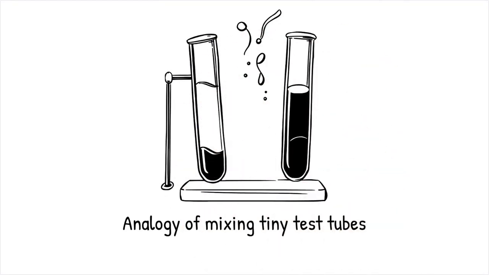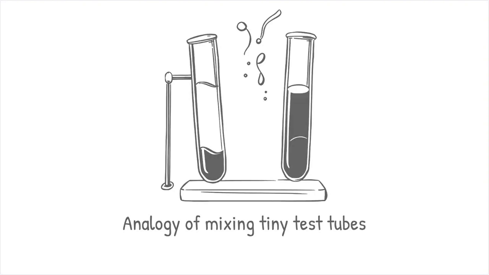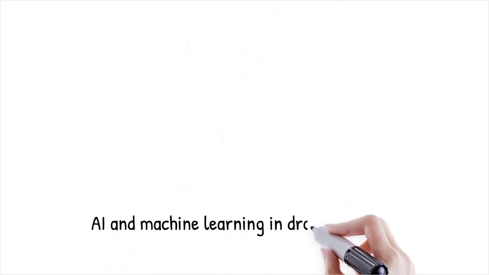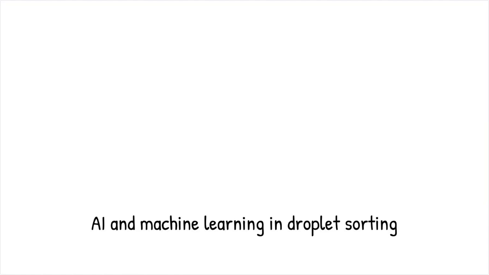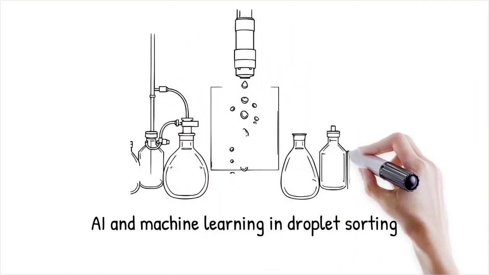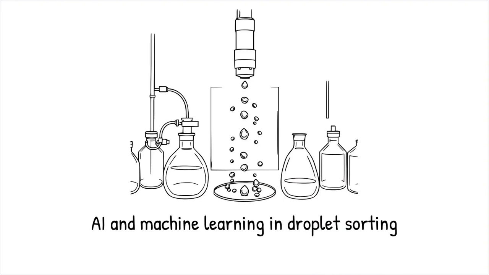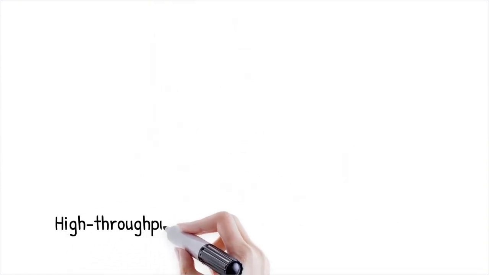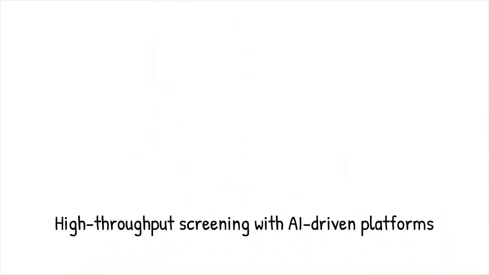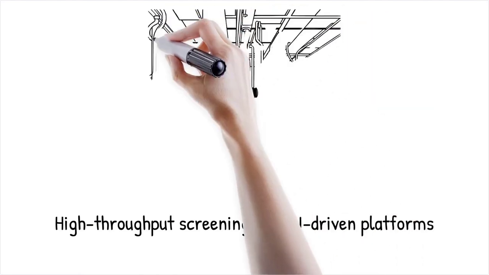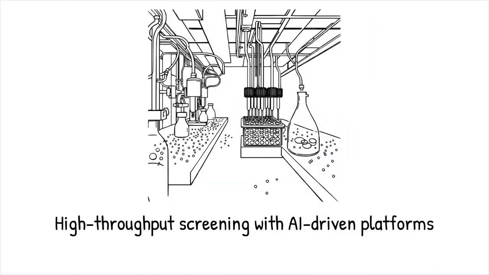Advanced microfluidic systems integrate fluorescence-activated droplet sorting (FADS) and machine learning algorithms to classify and analyze droplets in real time. Droplets containing desired properties, such as high enzyme activity or successful drug interactions, are sorted for further study. Automated AI-driven platforms can process millions of droplets per hour, enabling large-scale screening in biotechnology and materials science.